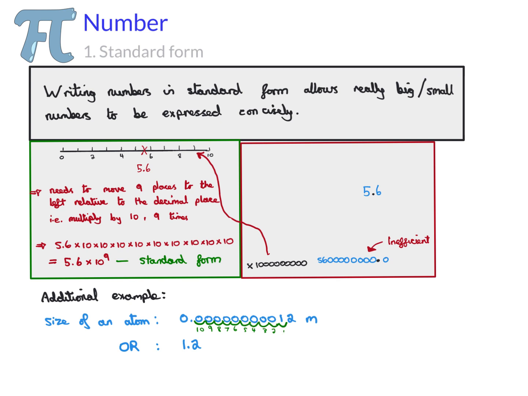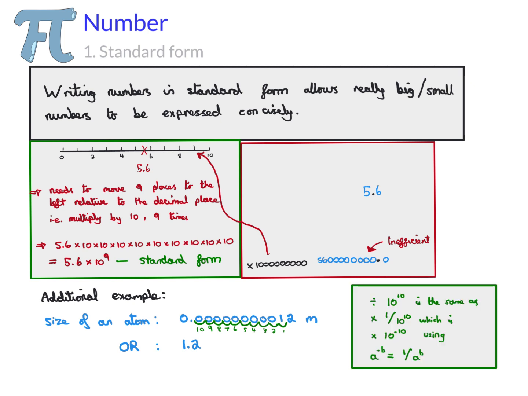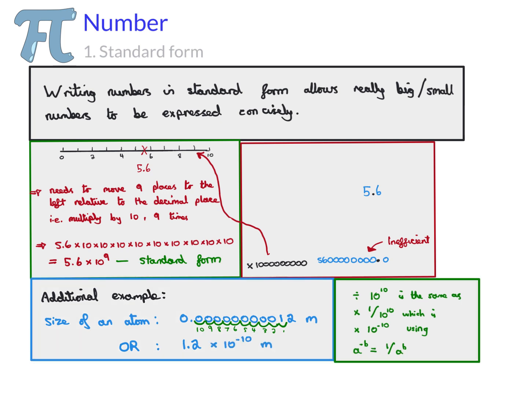This corresponds to dividing by 10, 10 times, or dividing by 10 to the power of 10. Dividing by 10 to the power of 10 is the same as multiplying by 1 over 10 to the 10, or 10 to the power of minus 10, thanks to this rule of indices. And so the standard form representation of this number is 1.2 times 10 to the power of minus 10.